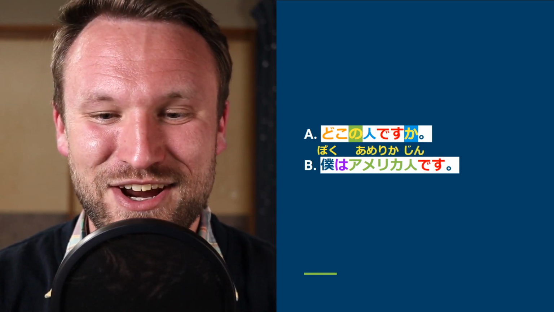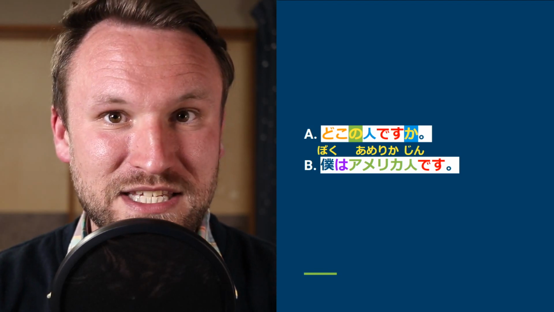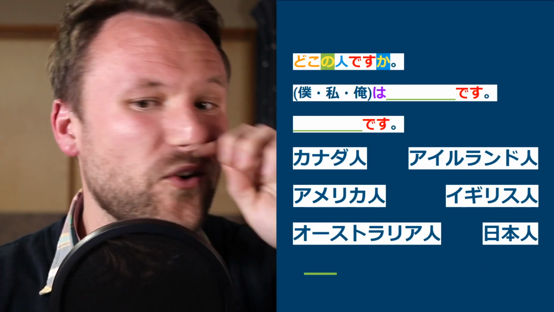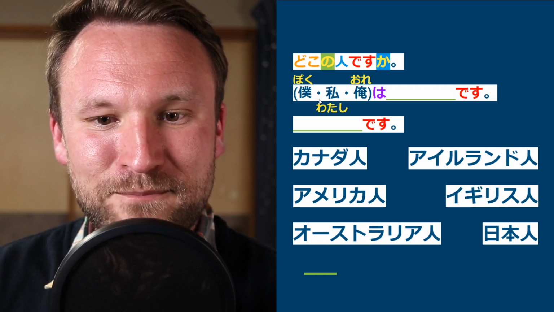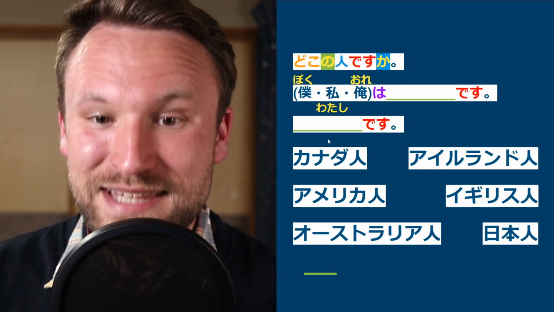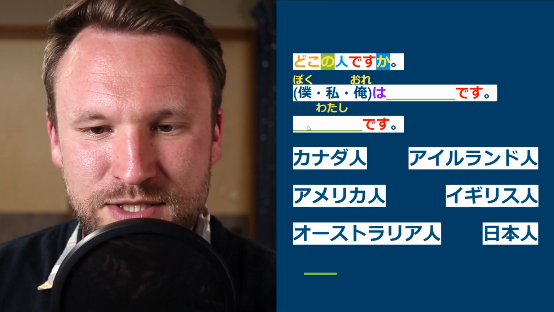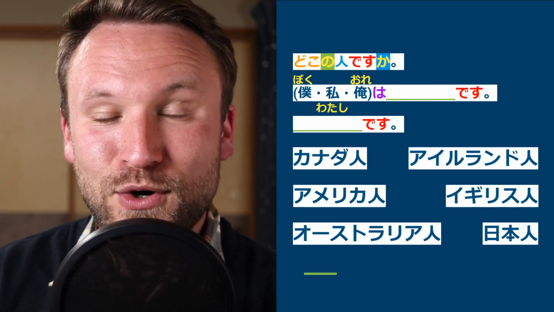The hiragana there. Sorry. You could drop the boku wa. It could just be America jin desu. But today we're going to practice with boku wa or watashi wa or ore wa. So here are the three I's: boku wa, watashi wa, ore wa, something something desu. Or you could just cut that out altogether and just say the place you're from and desu. So, doko no hito desu ka?